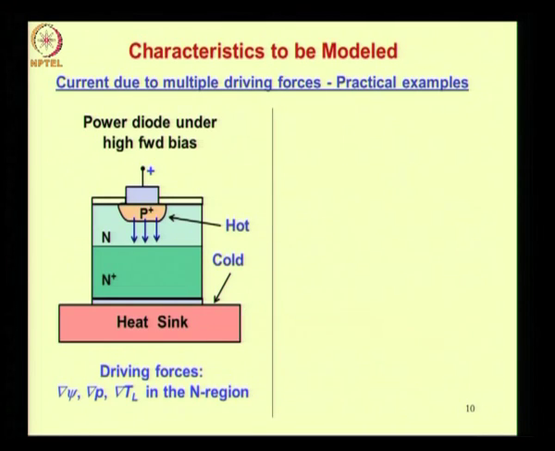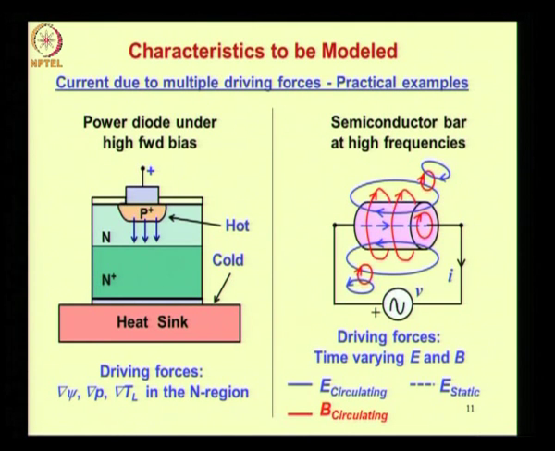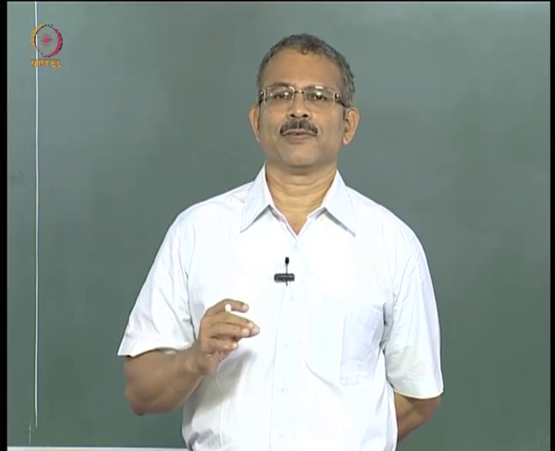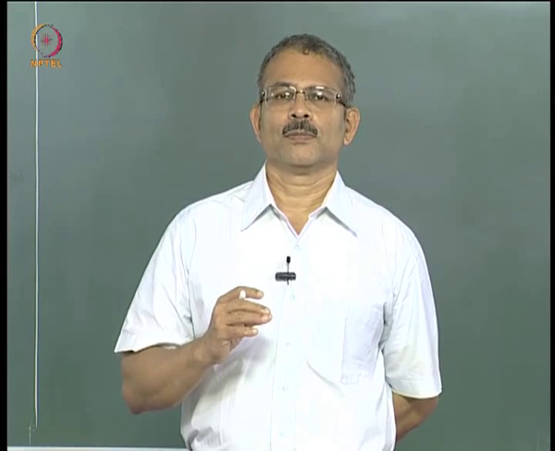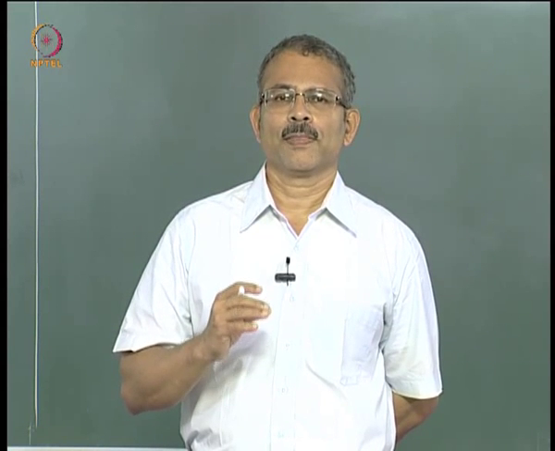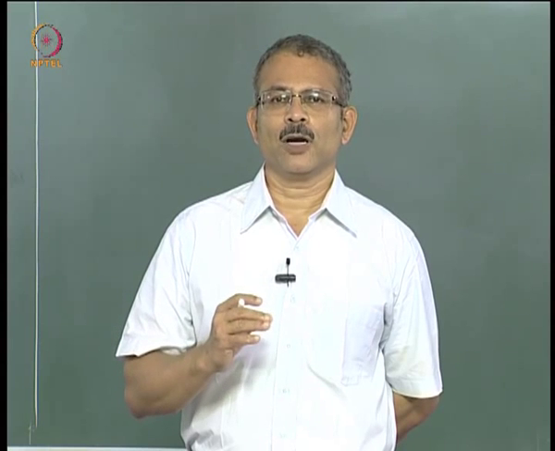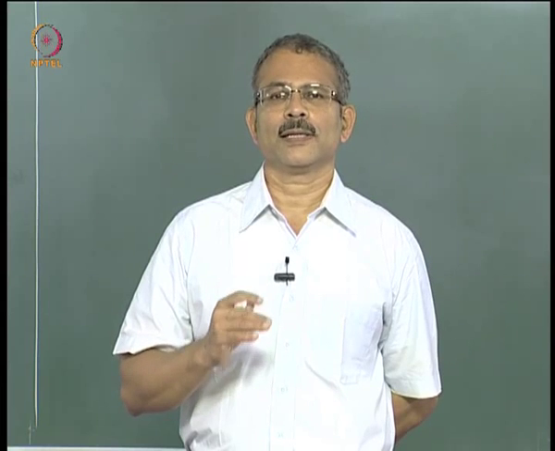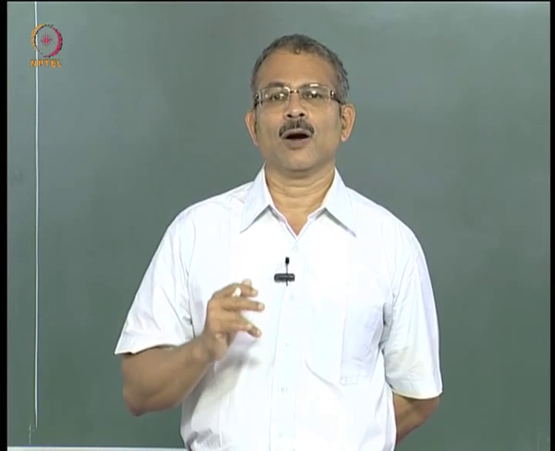Let us take another example shown on this slide. Here what we are showing is a semiconductor bar at high frequencies. So we consider a cylindrical semiconductor bar which is uniformly doped, something that would appear like a resistor at very low frequencies, right. At high frequencies, the analysis of this would be a little bit involved, because you will have to consider both electric and magnetic fields, and also you will have to take into account the time varying nature of these fields, because you are applying an alternating signal.